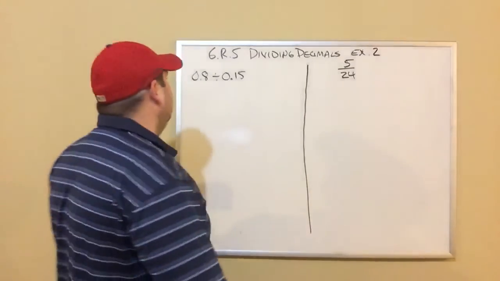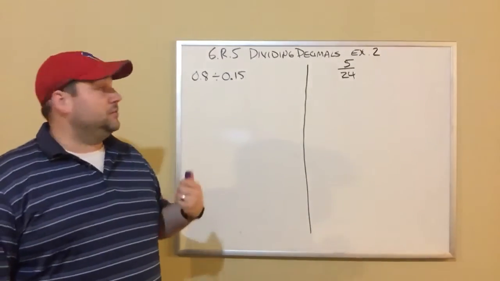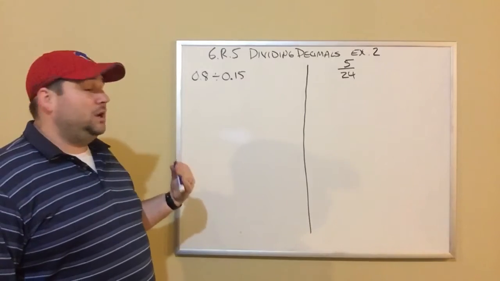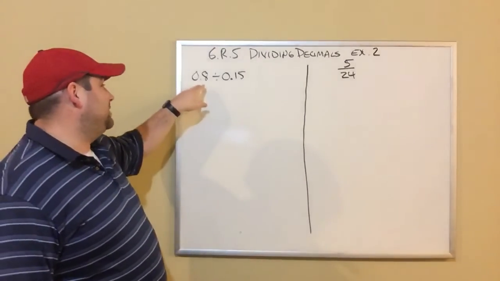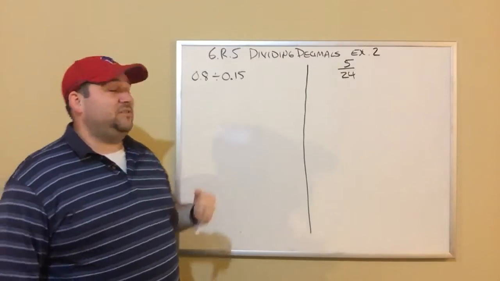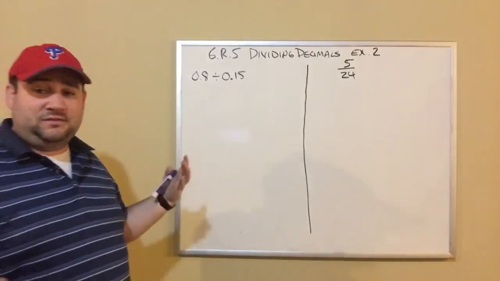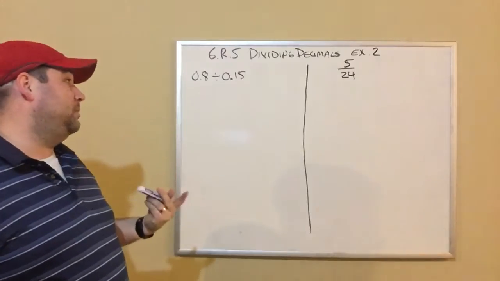Okay, 6th grade, we're on our 5th day of review. This is example 2 of dividing decimals. So, our first problem, we got 0.8 divided by 0.15. This doesn't look that different than what we did in the first set of example problems.